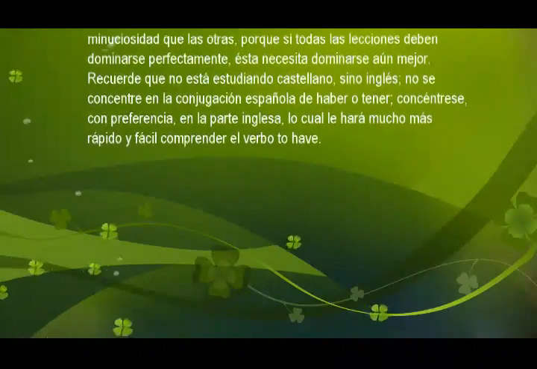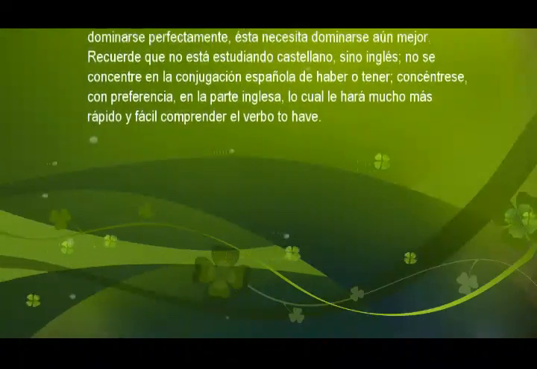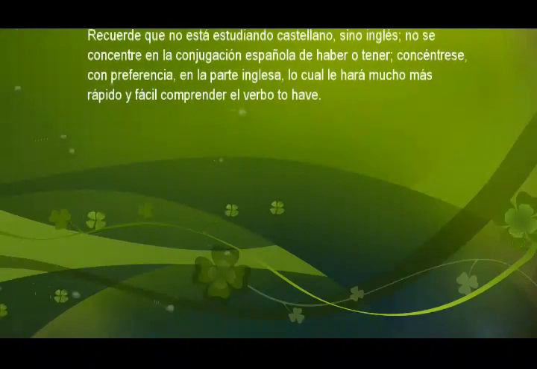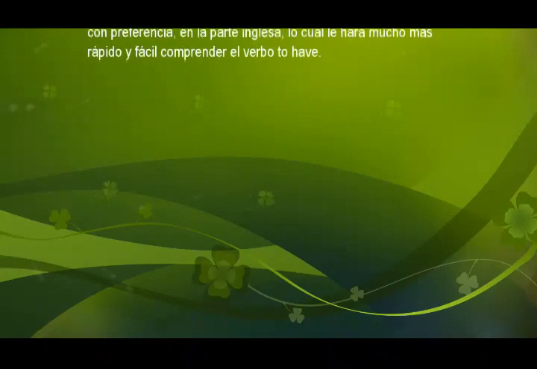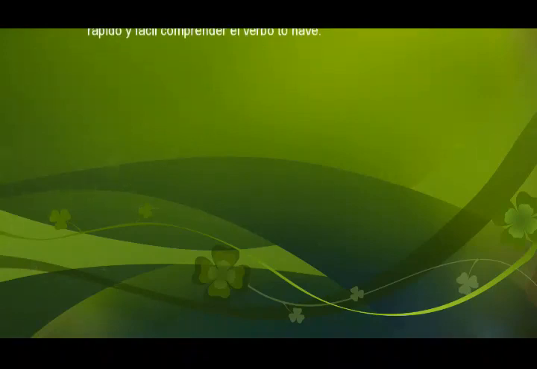Recuerde que no está estudiando castellano, sino inglés. No se concentre en la conjugación española de haber o tener. Concéntrese, con preferencia, en la parte inglesa, lo cual le hará mucho más rápido y fácil comprender el verbo to have, el presente de to have.